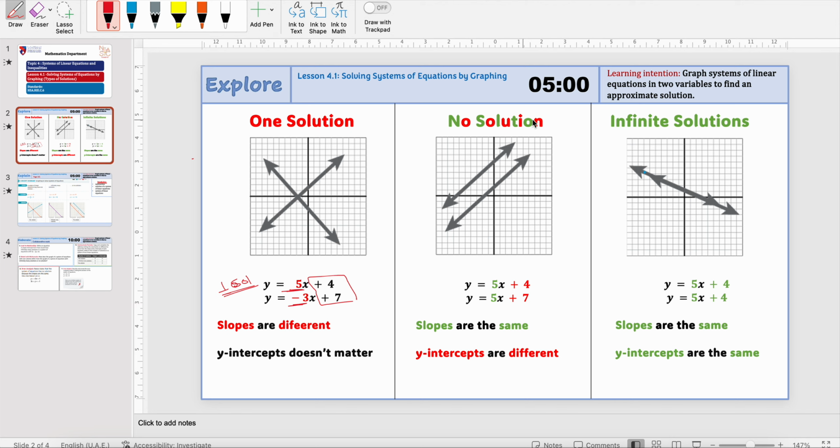Now, in the no solution case, we said they are parallel lines, and if you remember from the parallel lines lesson, any two parallel lines have the same slope. So that's a huge difference. They must have the same slope, but they should also have different y-intercepts. We care about the y-intercept here. It must be different. Why?